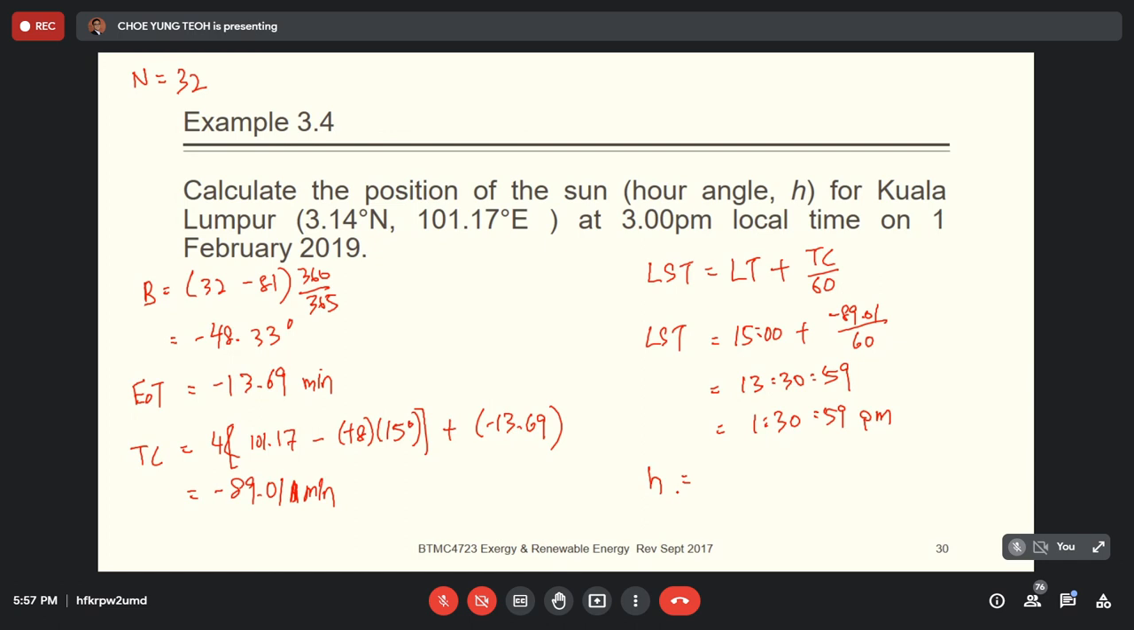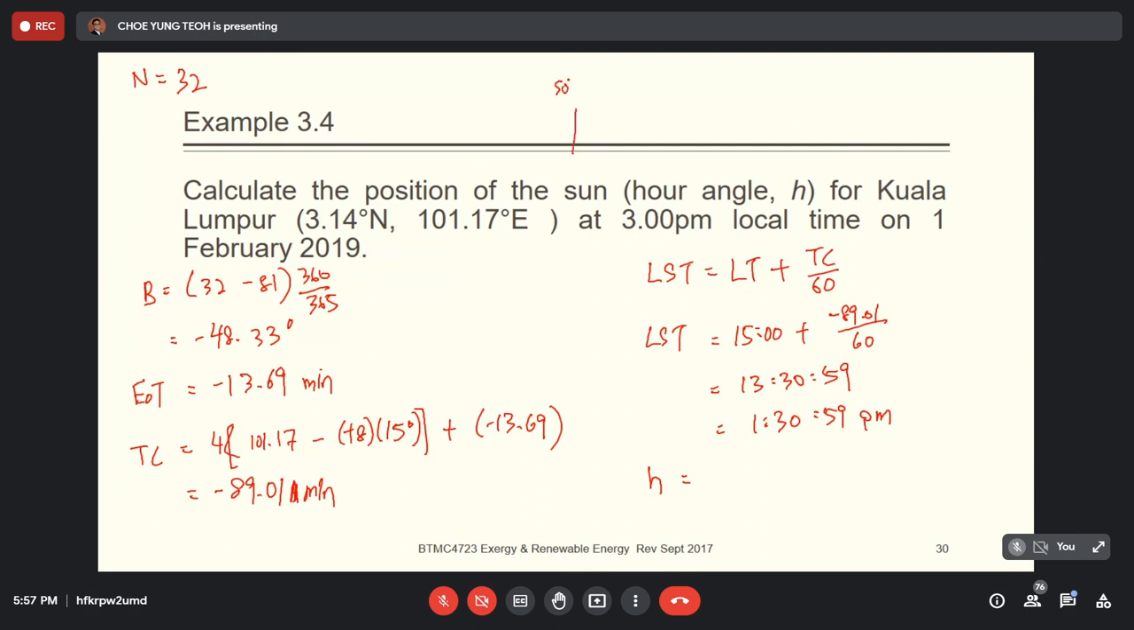Okay, so the local solar time at 3 p.m. should be at 1:30 p.m., so adjustment around 19:08. So now, next step. How do I convert from local solar time to hour angle? You have to check how long this local solar time is from solar noon.